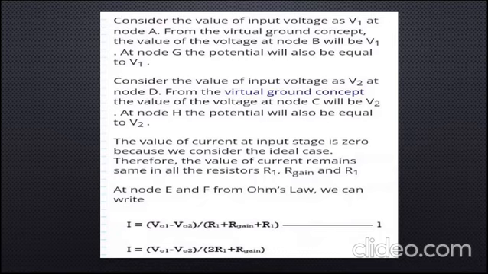At node E and F, from Ohm's law, we can write I equal to V01 minus V02 divided by R1 plus R gain plus R1. Equation 1. I equal to V01 minus V02 divided by 2R1 plus R gain.